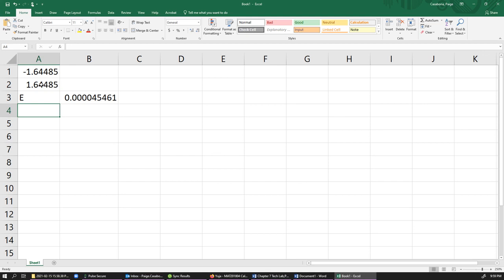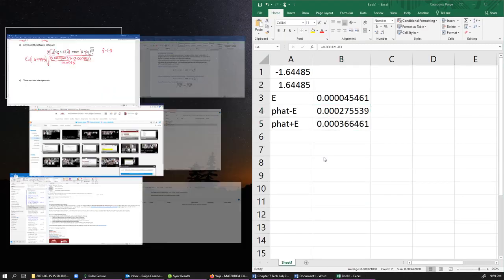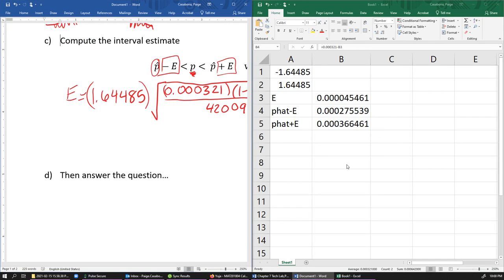This is a really tiny number in this particular problem, but I'm going to take that value and add and subtract it to the sample proportion. So this is p hat minus E and p hat plus E. I'm going to take my p hat, which was 0.000321, and subtract this margin of error value I just computed, and then do the same thing with plus. And so this gives me two values here. Let me write them down.